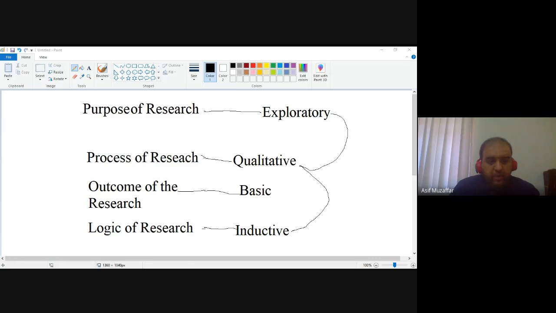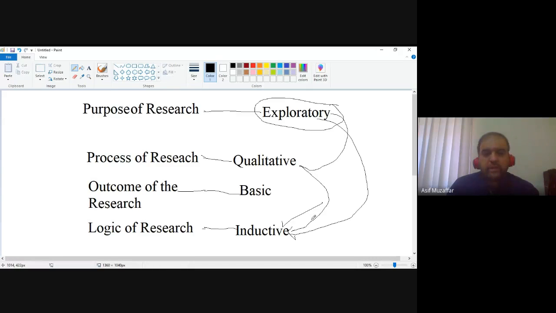Okay, I believe you have. Can I repeat? I was telling the last thing: if you see this diagram, this flowchart, if you have exploratory research, your logic of research will always be inductive.